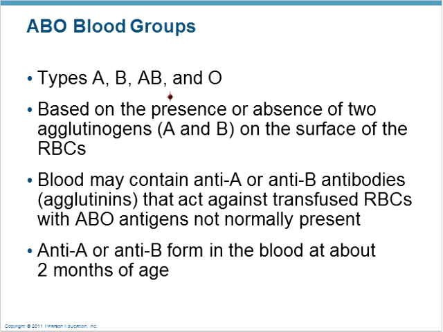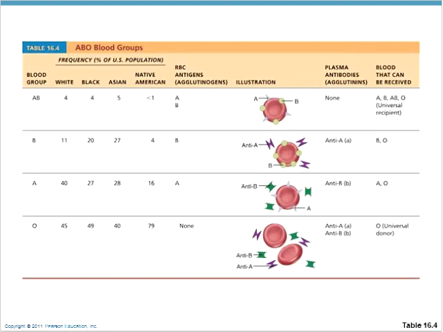So that's the way we actually, I'll show you later, how we identify what type we're talking about. Based on the presence or absence of two agglutinogens, antigens A and B, on the surface of red blood cells, blood may contain anti-A and anti-B antibodies that act against transfused red blood cells with ABO antigens not normally present. Anti-A and anti-B form in the blood at about 2 months of age. So we have antibodies. It's one of the few times in the immune system where we actually have naturally occurring antibodies, anti-A and anti-B. Only time it happens.